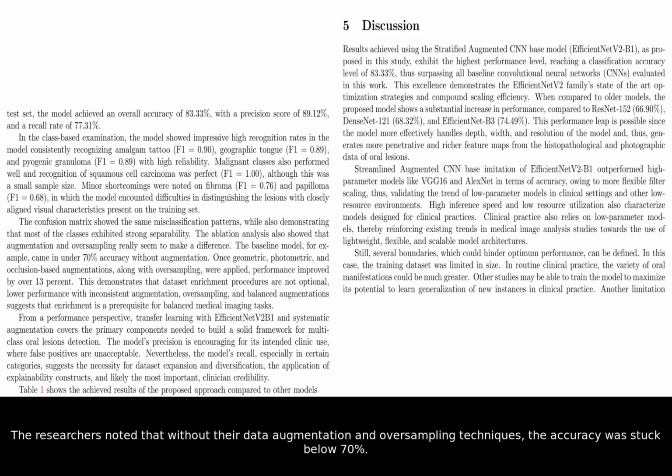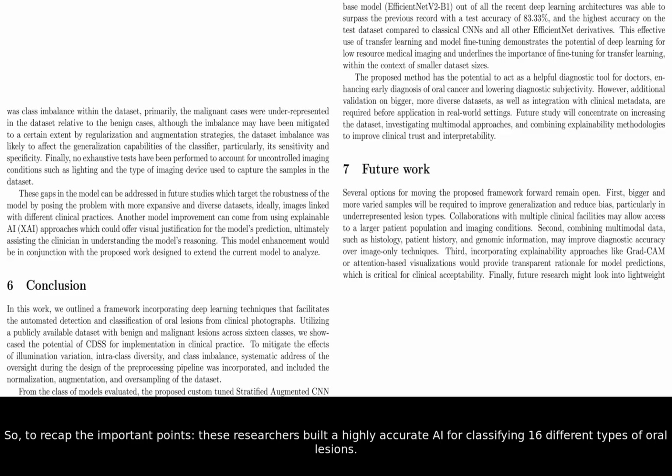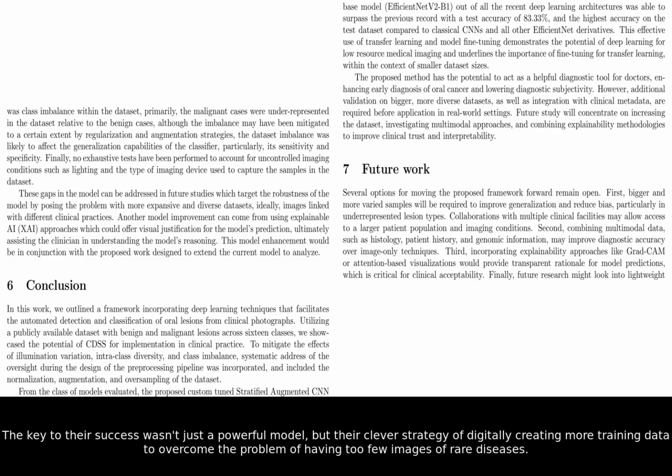The researchers noted that without their data augmentation and oversampling techniques, the accuracy was stuck below 70%. This shows just how critical it is to properly prepare the data you feed to an AI. So, to recap the important points, these researchers built a highly accurate AI for classifying 16 different types of oral lesions. The key to their success wasn't just a powerful model, but their clever strategy of digitally creating more training data to overcome the problem of having too few images of rare diseases.